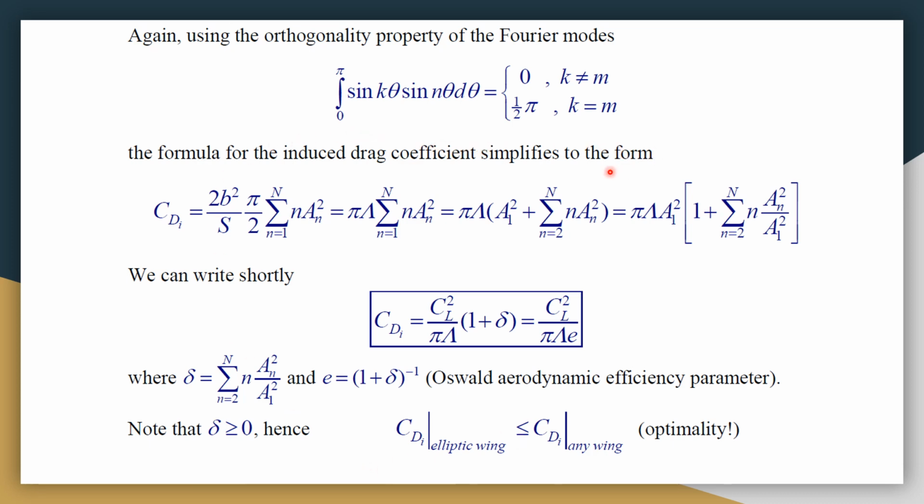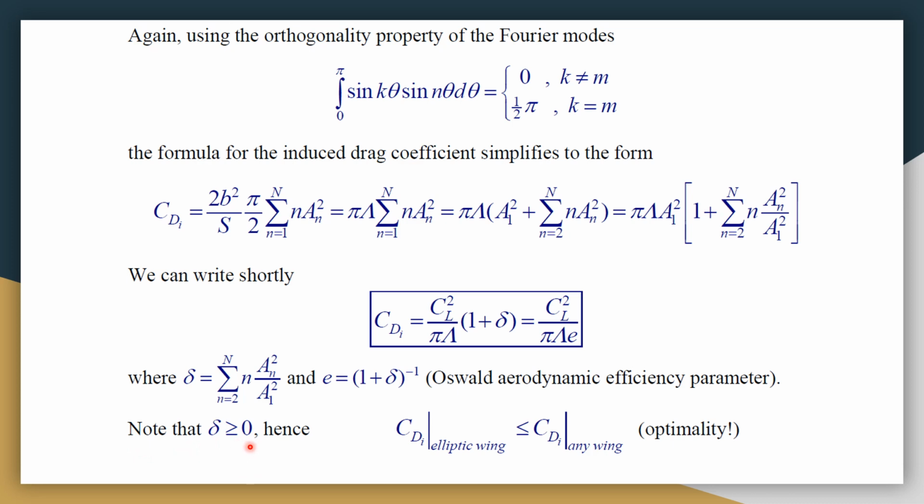From the formula, the induced drag coefficient simplifies to the form: C_Di equals 2b squared over S times pi/2 times the summation from n equal to 1 to N of n A_n squared, which equals pi R times the summation of n A_n squared, which equals pi R times (A1 squared plus the summation from n equal to 2 to N of n A_n squared), which equals pi R A1 squared times (1 plus the summation from n equal to 2 to N of n A_n squared divided by A1 squared). We can write this shortly as C_Di equals C_L squared divided by pi R times (1 plus delta), probably known as C_L squared divided by pi R e, where delta equals the summation from n equal to 2 to N of n A_n squared divided by A1 squared.